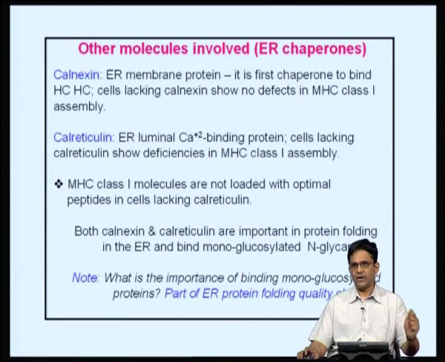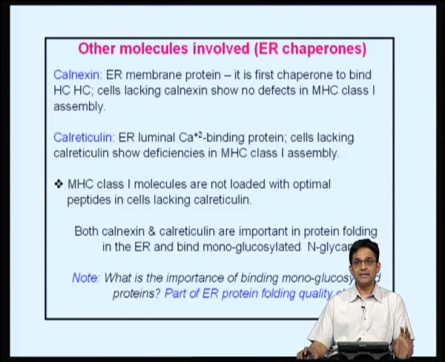Calnexin is an ER membrane protein, and it was one of the first chaperones shown to bind to free MHC heavy chain. In fact, as MHC class 1 is synthesized, free MHC class 1 heavy chain binds to calnexin. However, in cells that lack calnexin, there is no defect in MHC class 1 assembly. So, even though calnexin binds to it, it has no obvious functional role.